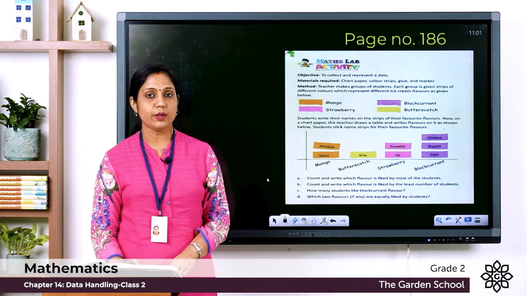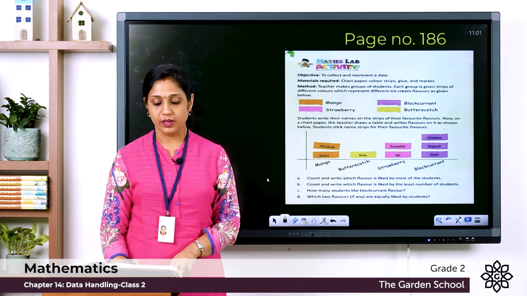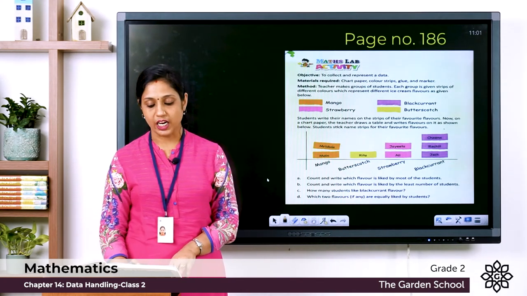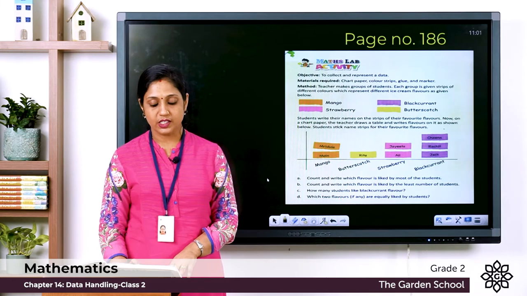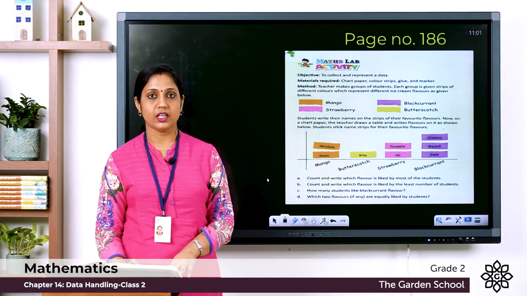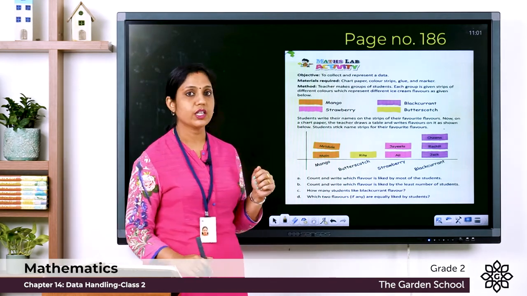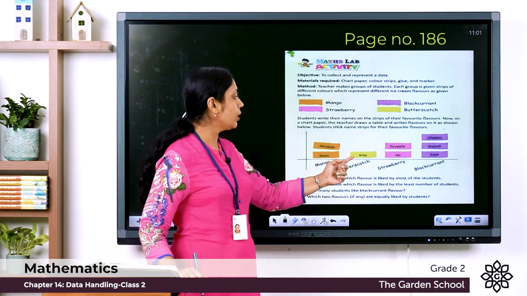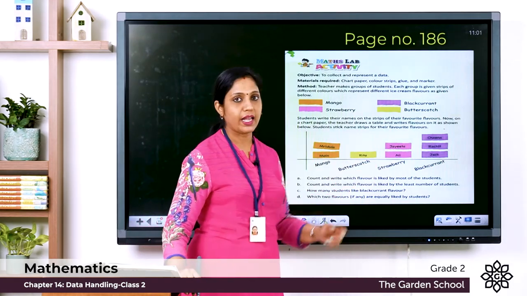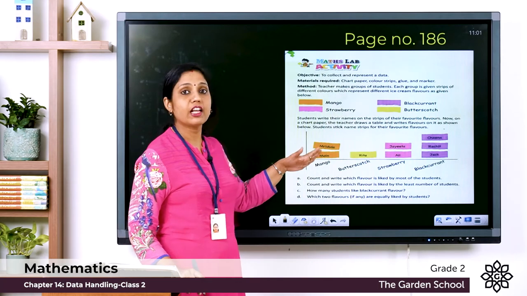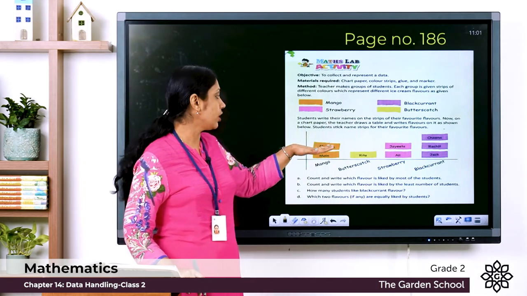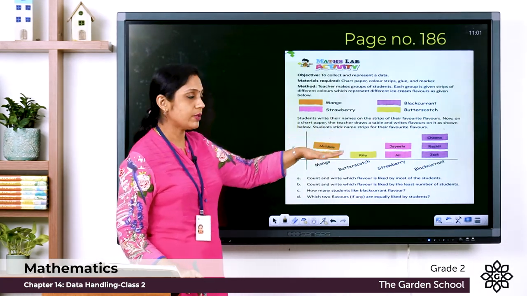Students write their names on the strips of their favorite flavors. Now, on a chart paper, the teacher draws a table and writes flavors on it as shown below. Students stick name strips for their favorite flavors. Now the teacher has drawn a table. You can see the flavors here: mango, butterscotch, strawberry, and blackcurrant. And the students have written their names on their favorite ice creams. Now we have some questions.